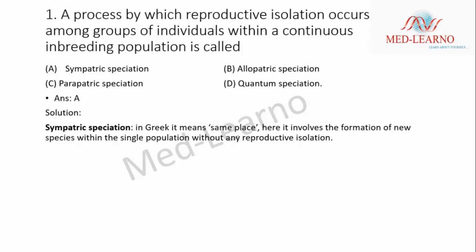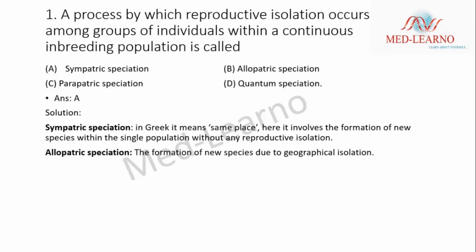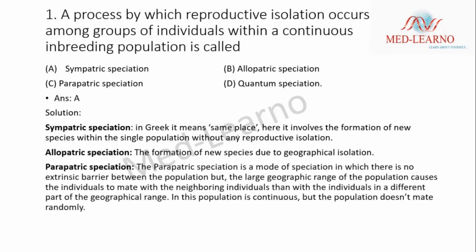Sympatric speciation, in Greek, means same place. Here the speciation occurs in the same place. It involves the formation of a new species within the single population without any reproductive isolation. While in allopatric speciation, the formation of a new species occurs due to geographical isolation.